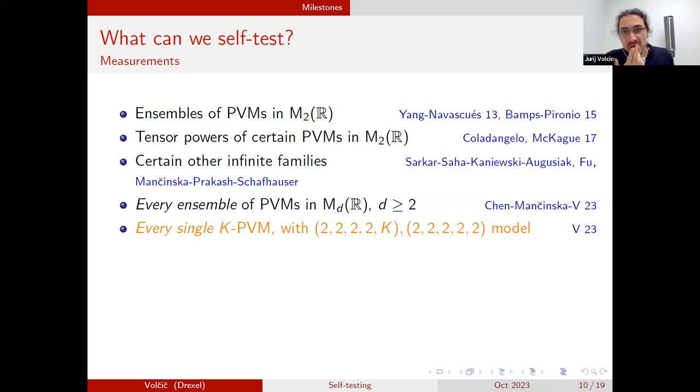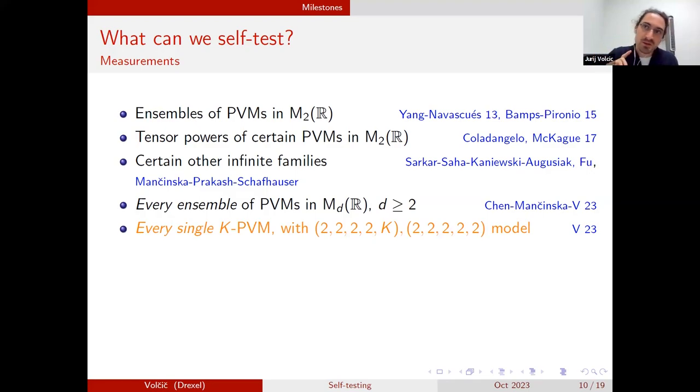Now, recently with Laura Mančinska and her PhD student, Renyu Chen, we showed that whichever collection of PVMs on d-dimensional space you give us, we can construct a self-tested model around it. Of course, the size of this model, the number of inputs and outputs, the outputs are always going to be 2, but the inputs are approximately d squared, right? So it grows with d.